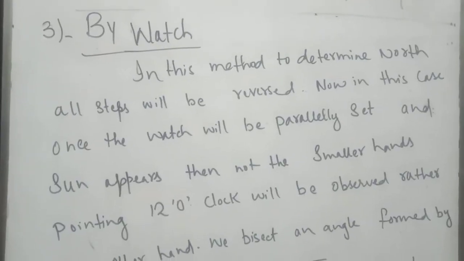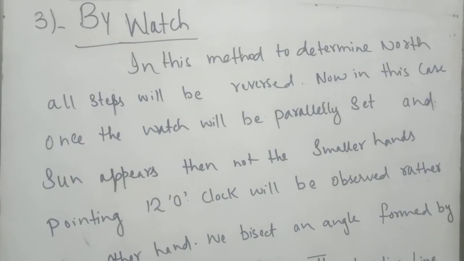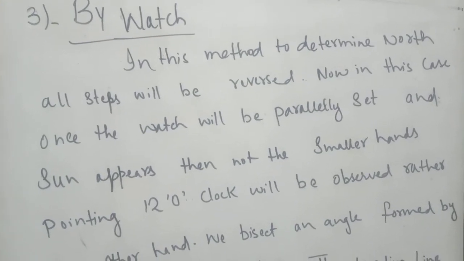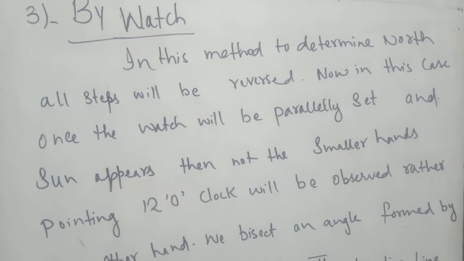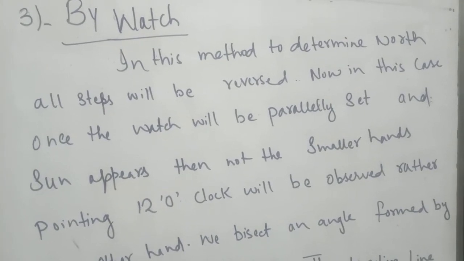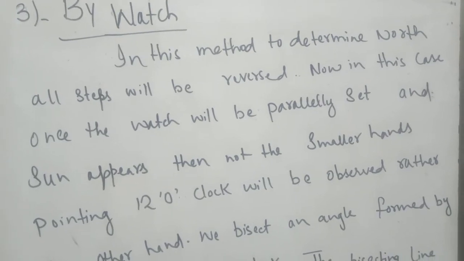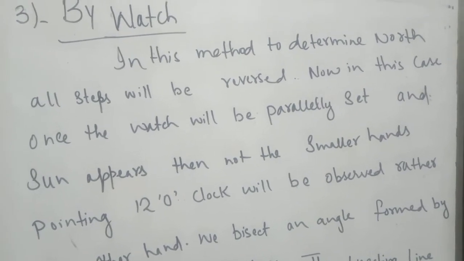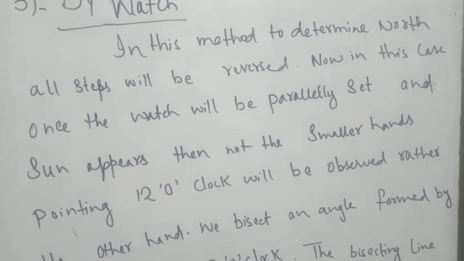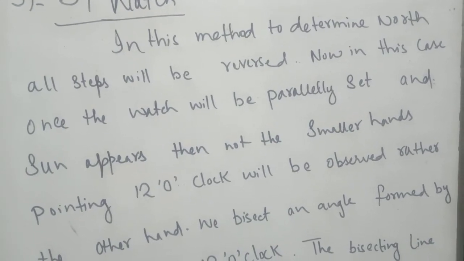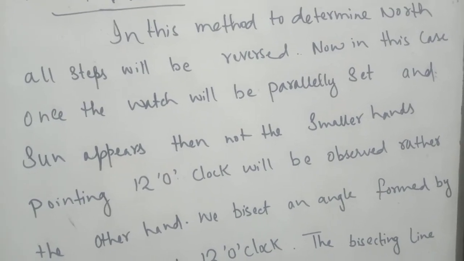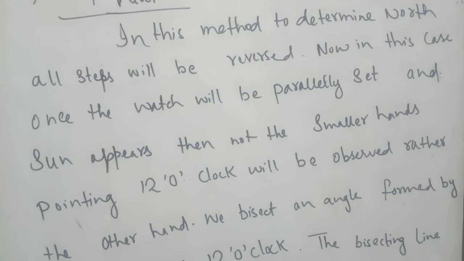Now this is the third method to determine the north, and it is by watch. This is a very simple method, but all the steps which we did earlier in the northern hemisphere will be reversed. We need to place a watch horizontally, parallel to the ground, facing the sun, and once the sun appears, the process will start.